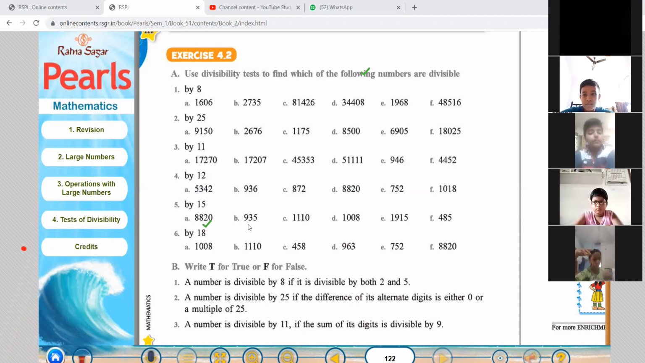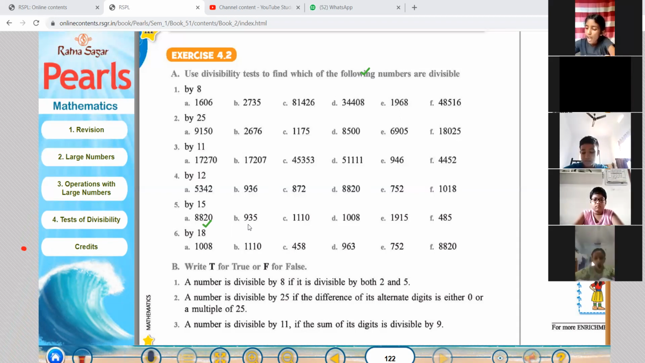Similarly, how will you say about 935? What is the last digit here? The last digit is 5. Then what about the divisibility by 5? Is it divisible by 5 or not? Yes, it is divisible by 5. Now we have to check the divisibility by 3.